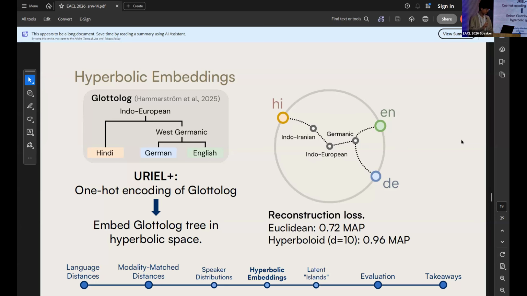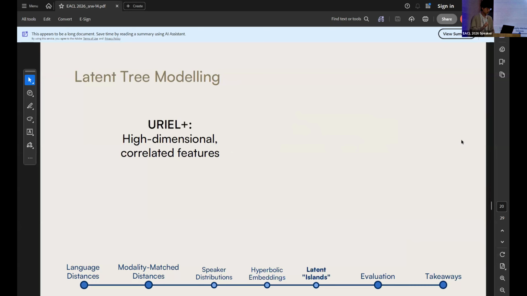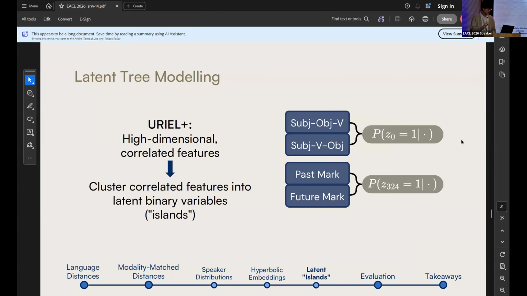And then finally, for the typological modality, while URIEL Plus contains high-dimensional vectors with groups of correlated features, we now group those groups of correlated features into latent binary variables, and we call these islands. Each island contains some typological features where we believe there really should be some kind of latent factor that governs that group of features. Concretely, for each island, we model the probability that the value of that island is 1, given the observed values for the features that it represents.